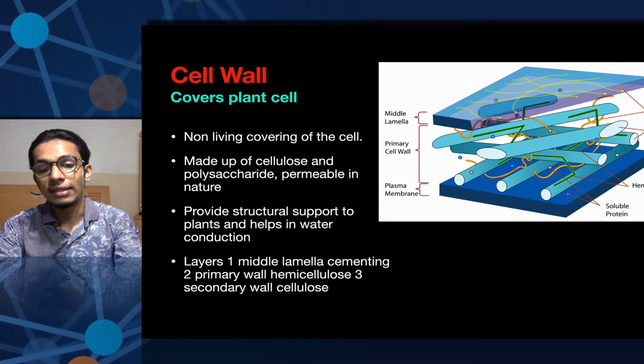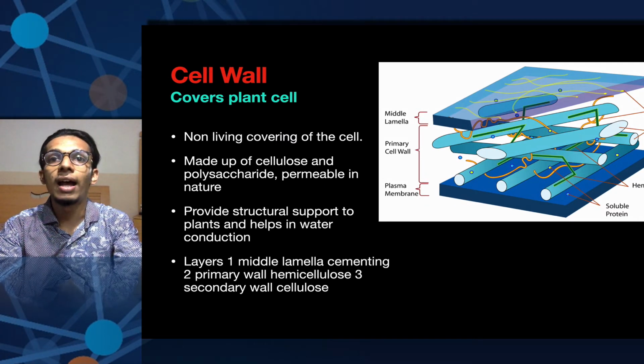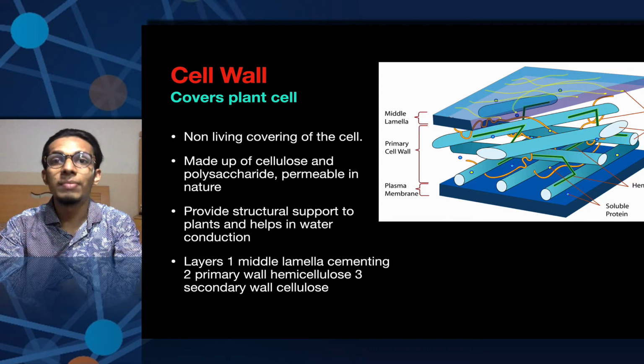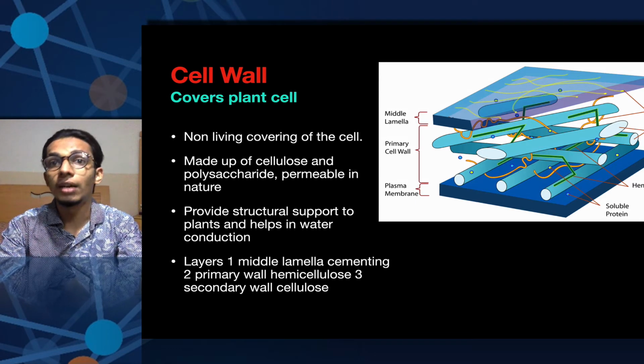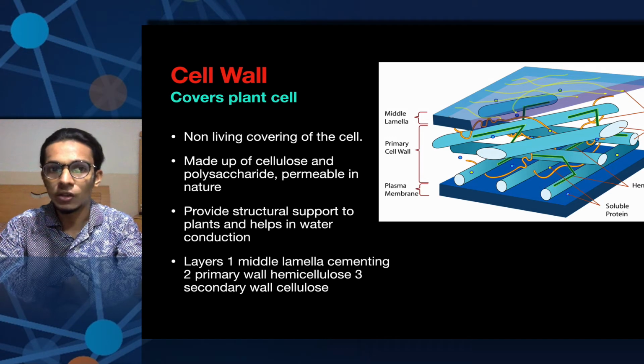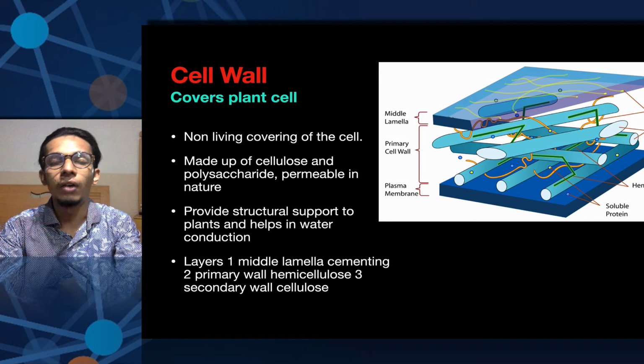Cell wall is a structure which is covering the plant cell. As I told you, the animal cell is covered by plasma membrane, while the cell wall is covering our plant cell, the cells of the wood, we can also say. It is a non-living covering of the cell.